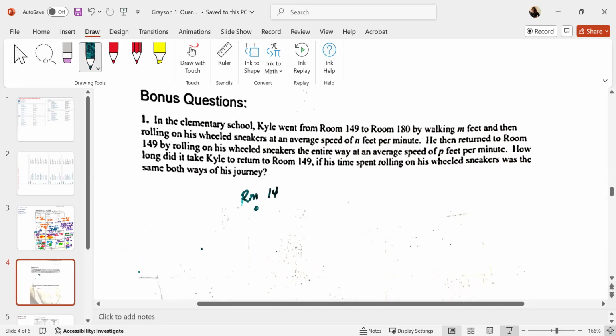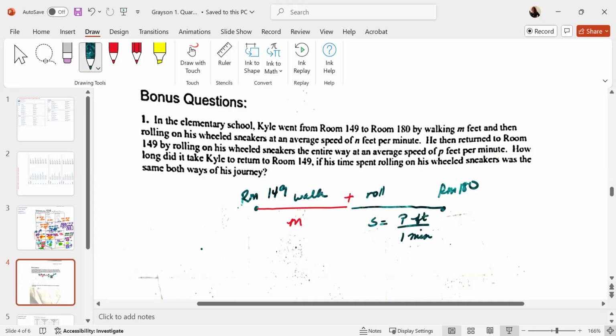This is room 149. This is room 180. And walking m feet. And then he kind of rolled, right? He said he rolled. So this is walking, and then he rolled at an average of p feet per minute, right? So speed is going to be the length over time, or distance over time. How long did it take to return to room 149 if it's rolling on the wheels both ways of the journey?